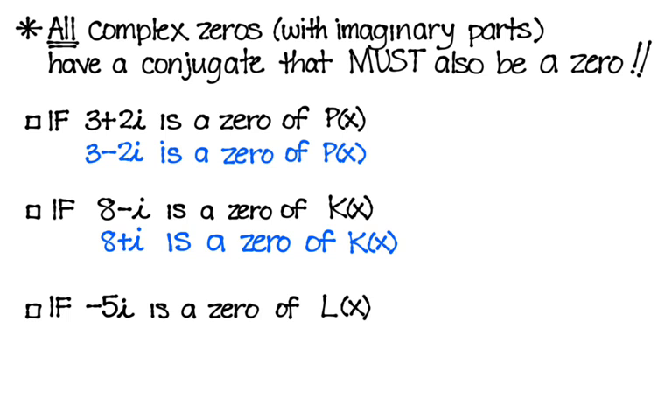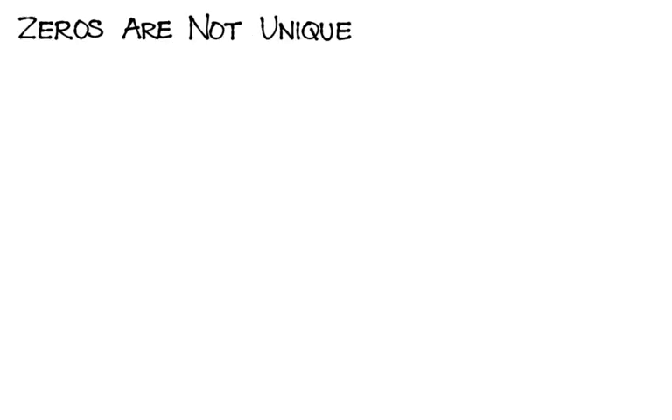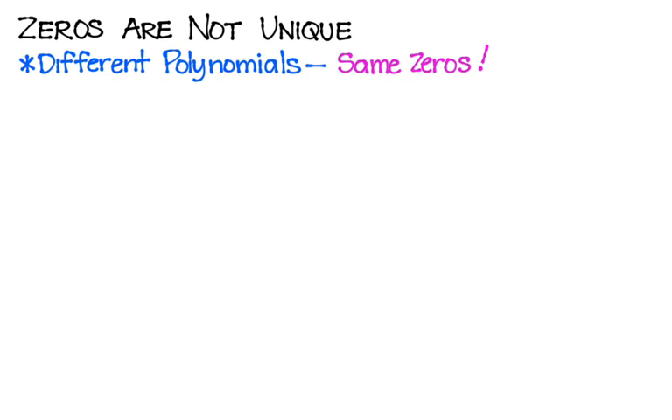If negative 5i is a zero of L of x, a polynomial, then positive 5i must be a zero of that same polynomial. How do we see that? In the work you're going to do, they're going to give you maybe only one of them, and you're going to have to figure out that you have another. So here's a concept: zeros are not unique, meaning different polynomials will have different graphs, but they can have the same zeros, the same x-intercepts, or the same complex zeros as well.